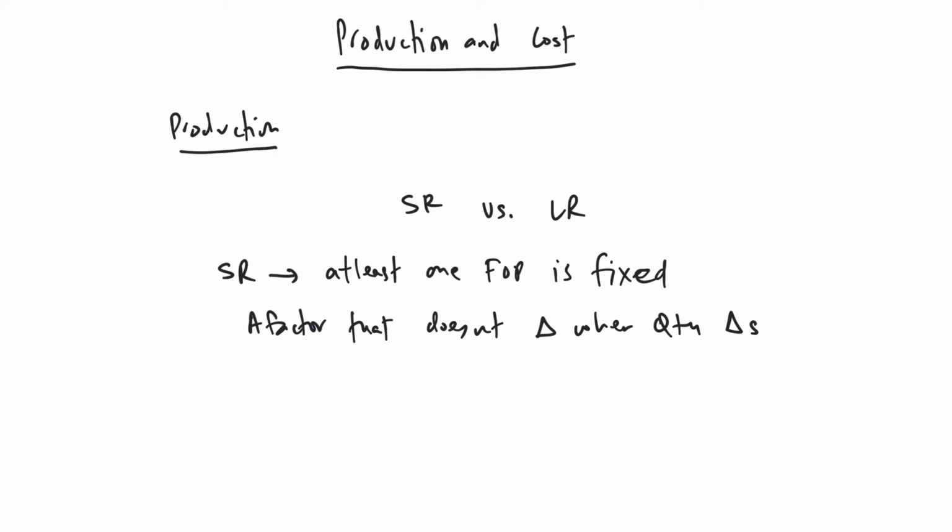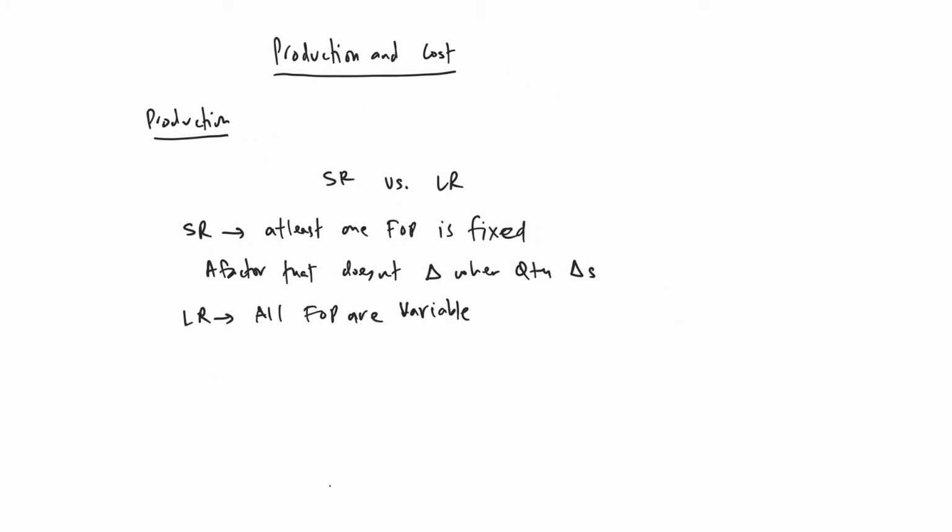So in the short run, we say at least one factor of production is fixed. While in the long run, what we argue is that all factors of production are variable. Okay, an example of a fixed factor could be your building. Typically, building is a fixed factor, and your variable factor would be, for example, your labor.